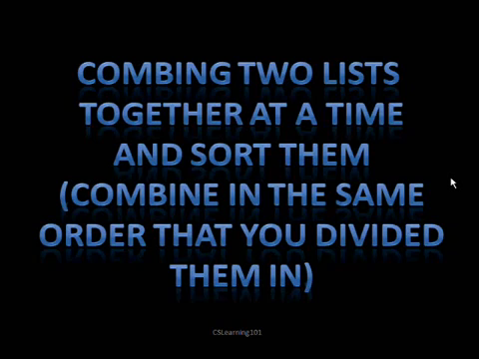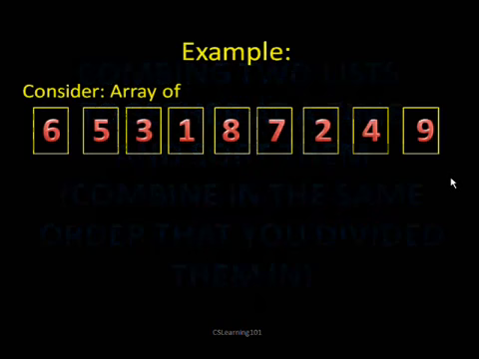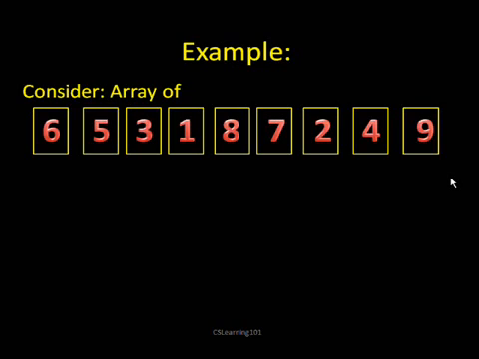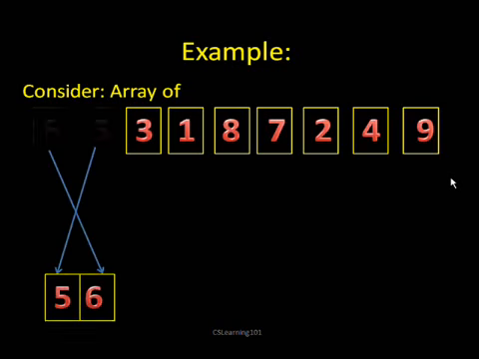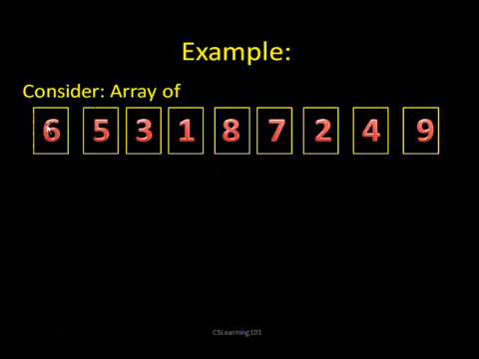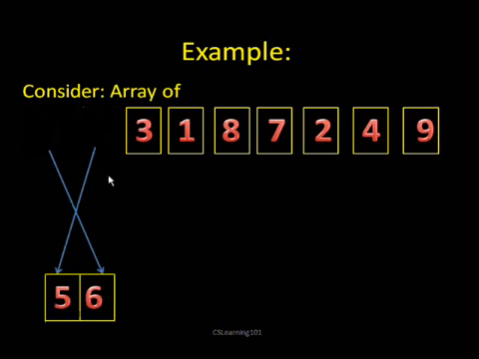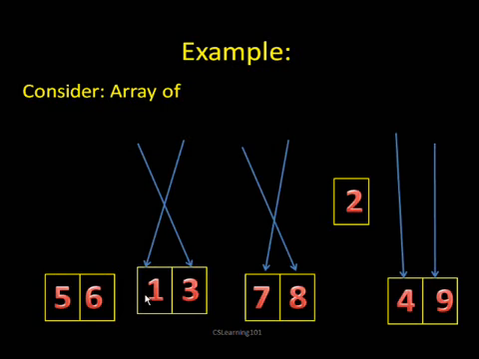So now if we look again at these individual lists that we have, you would combine the first 2 that you have there, you would compare them together and then combine them into a new list that has been sorted. So 5 is less than 6, so you would put 5 first and then 6. So then you would look at the next 2, 3 and 1. 1 is less than 3, so you put 1 and then 3. And you keep doing this for all the lists.